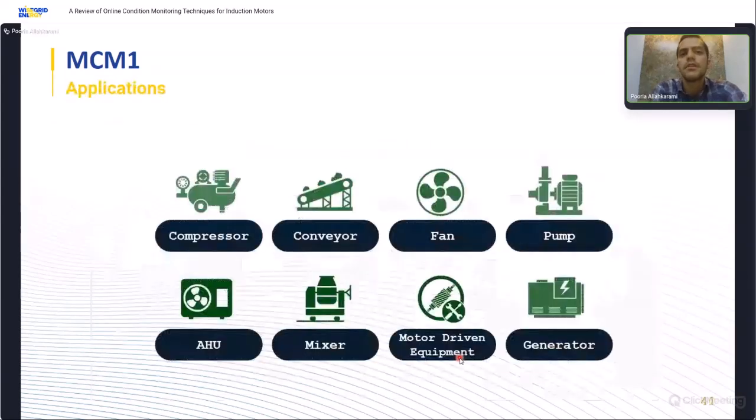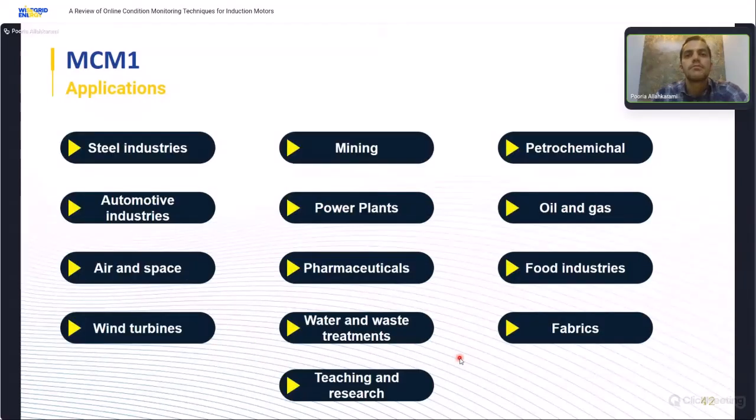And the MCM1 device is not limited to a specific type of motor. It can be used around various equipment, for example, fans, pumps or conveyors, in diverse industries, for example, petrochemical, mining or power generation plants and so on.